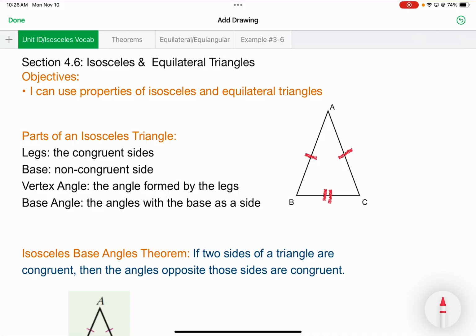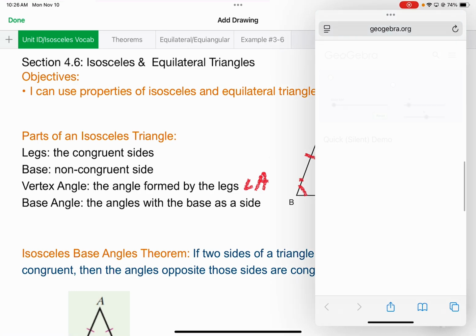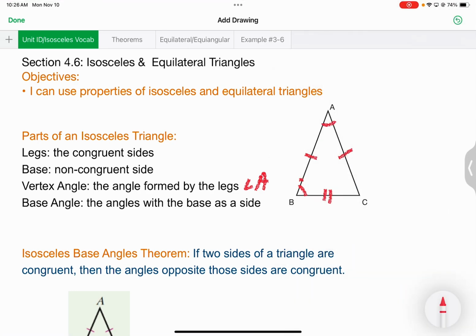Your vertex angle, which I believe you guys saw something in relation to on the quiz, is the angle that's connected to the two legs. So it'd be the one that's up here. Our vertex angle in this case would be angle A. And then our base angles are the angles that have the base as a side of that angle. So that would be down here for B and C. So we're going to say angle B and angle C. I'm going to put two arcs there, okay?